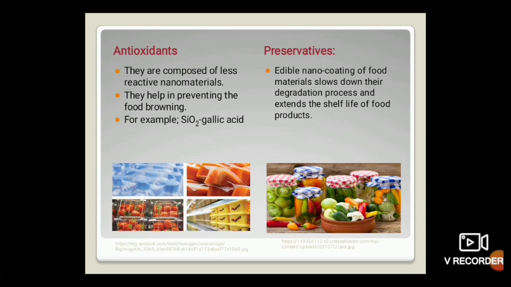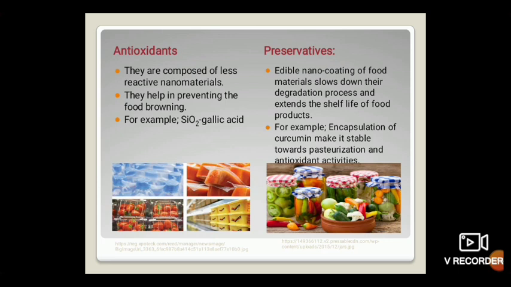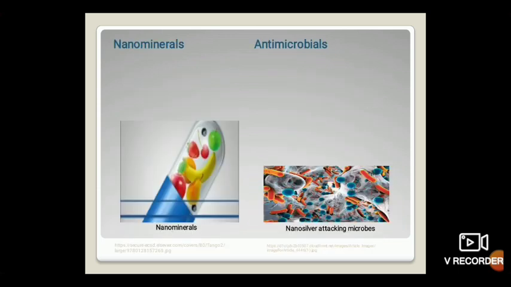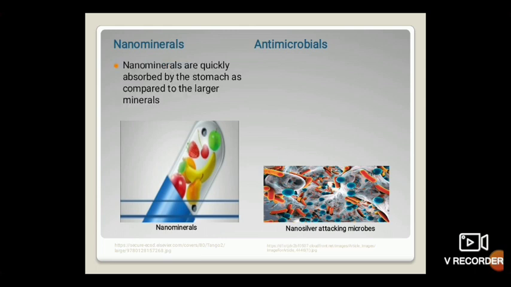Then preservatives. So the edible nanocoating of food materials slow down their degradation process and extend the shelf life of food products. For example, encapsulation of curcumin make it stable towards pasteurization and antioxidant activities. Nanominerals. So nanominerals are quickly absorbed by the stomach as compared to the larger minerals.